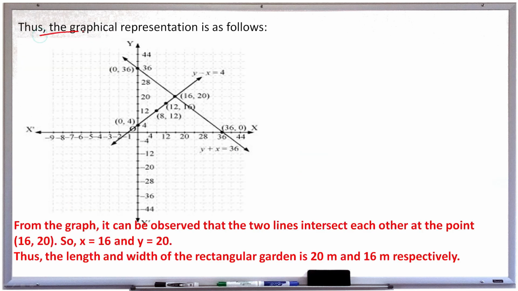So we can represent the given values in the graph. The two lines intersect at the point 16 comma 20. So it can be observed that the two lines intersect at the point 16 comma 20, which means x is 16, y is 20. So the length and width of the garden are 20 meters and 16 meters respectively.